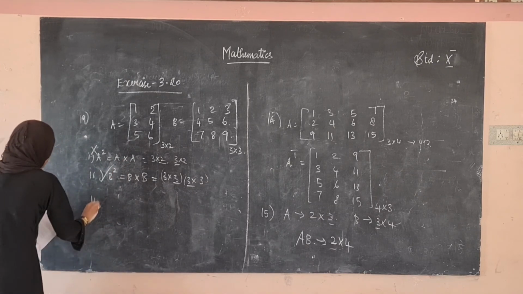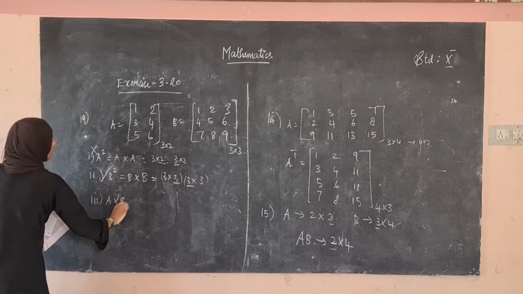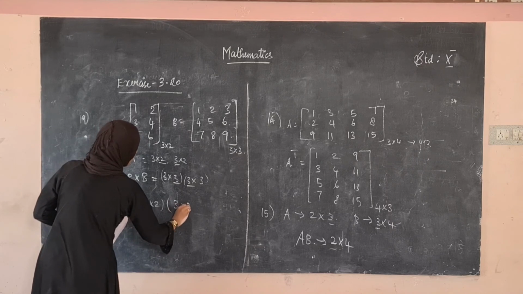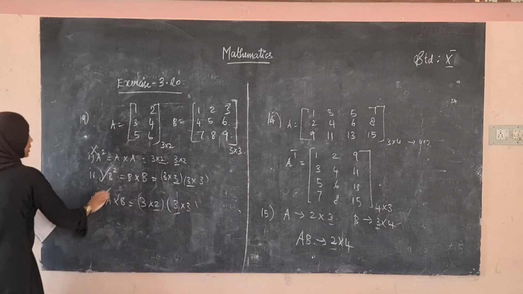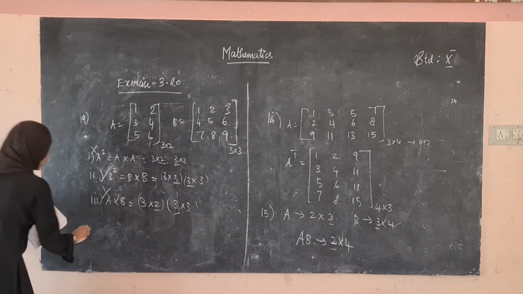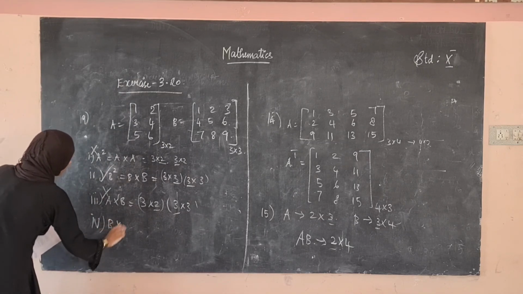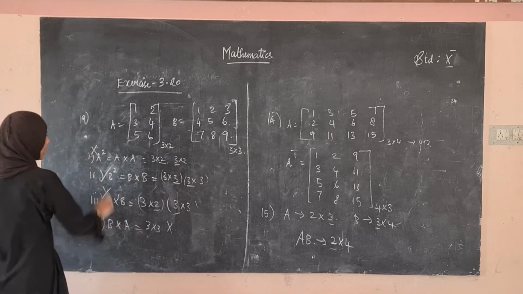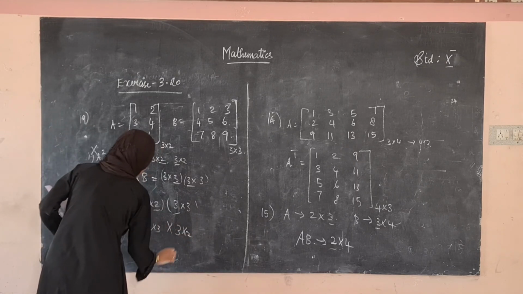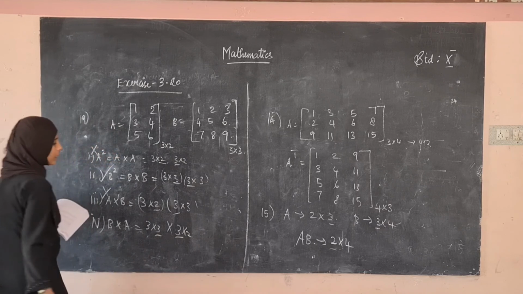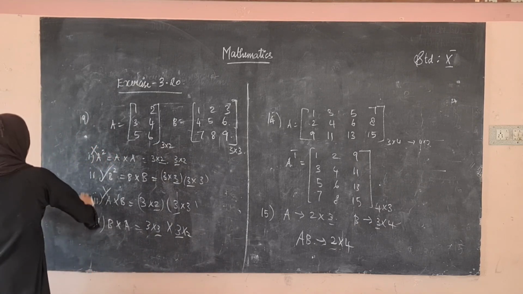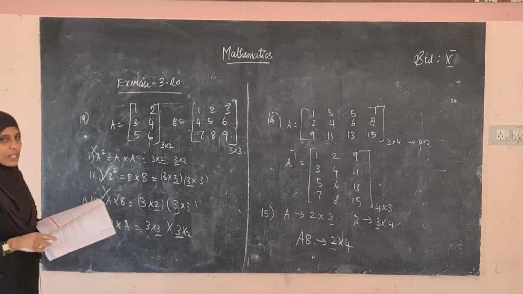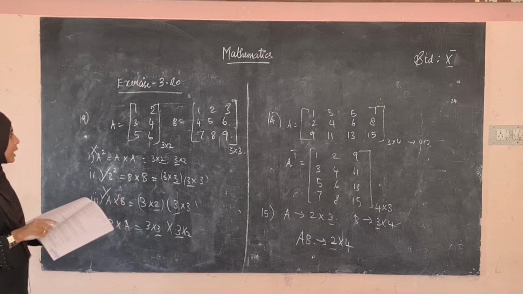And the third one, A into B. What is the order of A? A is 3 cross 2 into, what is the order of B? B is 3 cross 3. These two are not the same, therefore A cross B is not possible. And then B into A. The order of B is 3 cross 3 into the order of A, which is 3 cross 2. The first one and this last one are the same, therefore B into A is possible. So for the second one and fourth one only, right? The option is C. Likewise, you have to find for the 20th sum.